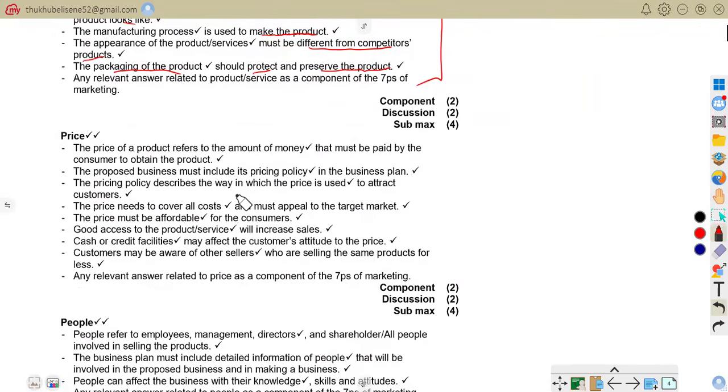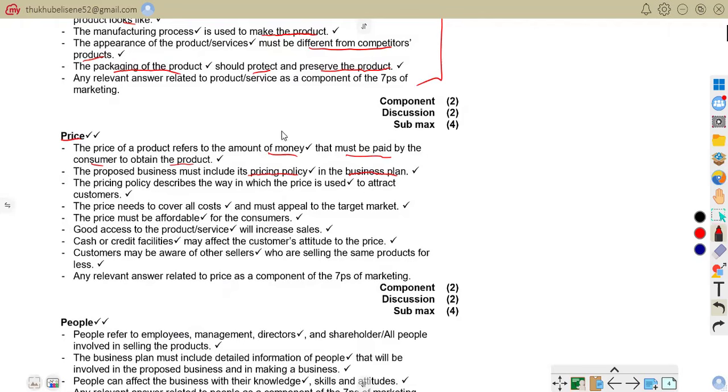Here we are on price now. So as you know, the price of a product refers to the amount of money that must be paid by the consumer to obtain the product. So you're talking about the amount of money that the consumer is going to pay to get a product. The proposed business must include its pricing policy in the business plan.